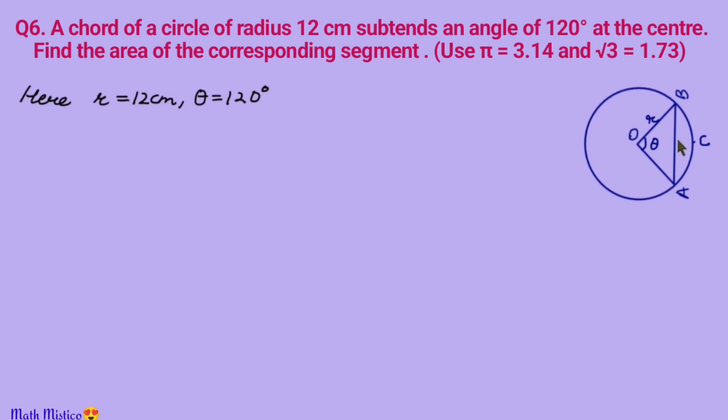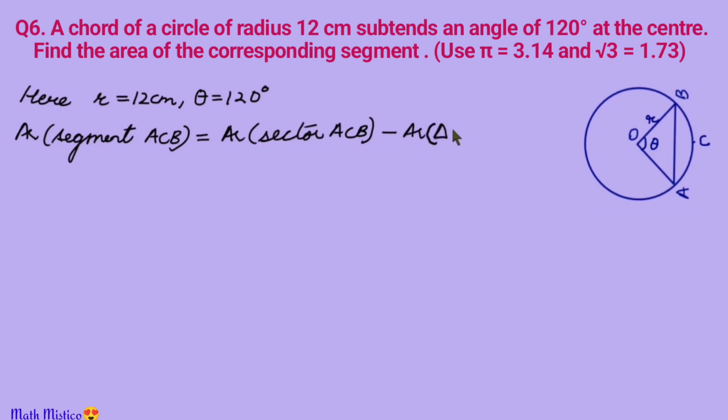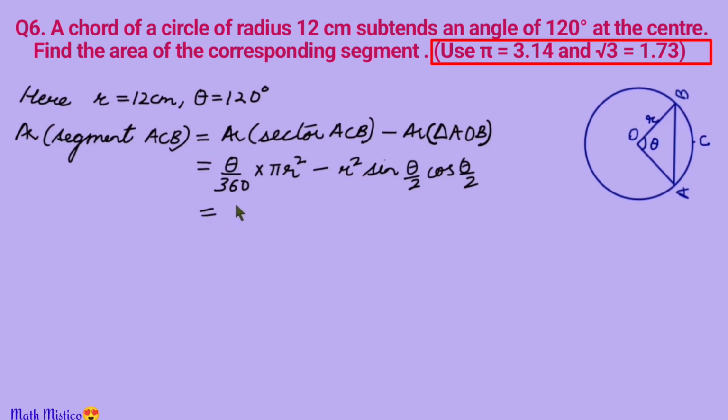If it's not convenient, you can first find the area of sector and then the area of triangle AOB and then subtract them to get the area of the segment. But I am doing it all together. So area of the segment is area of sector minus area of triangle AOB, which is equal to theta upon 360 into pi r square minus r square sine theta by 2 cos theta by 2.